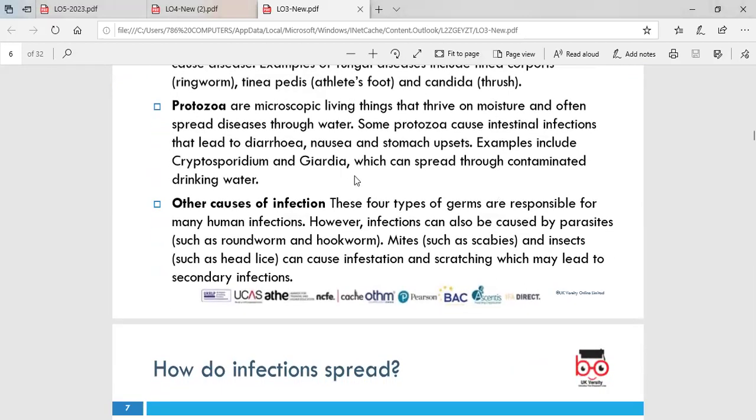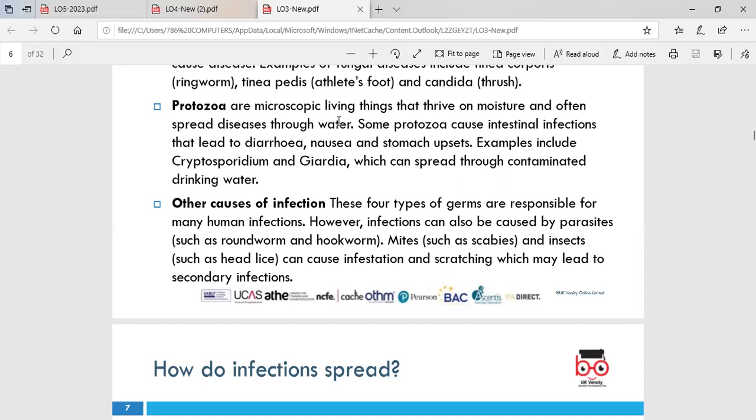Protozoa, they are microscopic living things, and they thrive on moisture. They live on moisture, often spread through water. So water is the vector for them to spread. A vector, for instance, if it's malaria, it's the mosquito that transfers the malarial parasite from one person to the other.